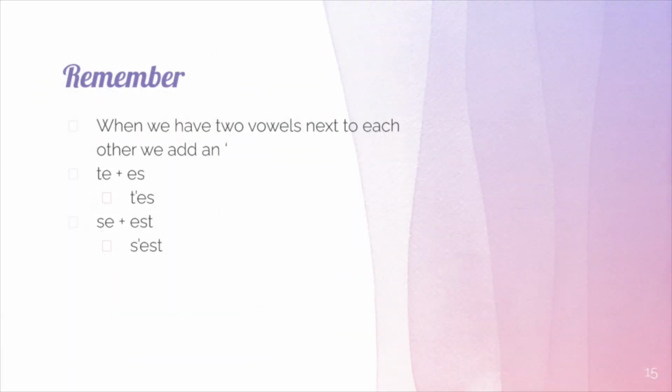A quick reminder is that when we have two vowels next to each other, we add an apostrophe. For example, we add te and a together, so that'll become t'a. And then se and then a will become s'a.